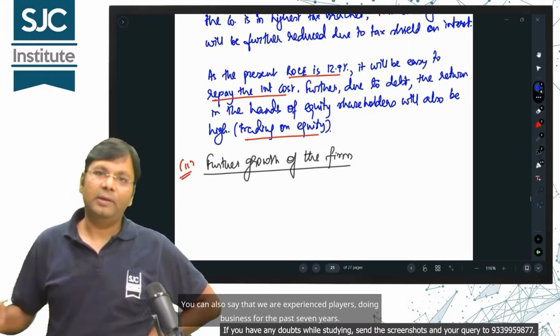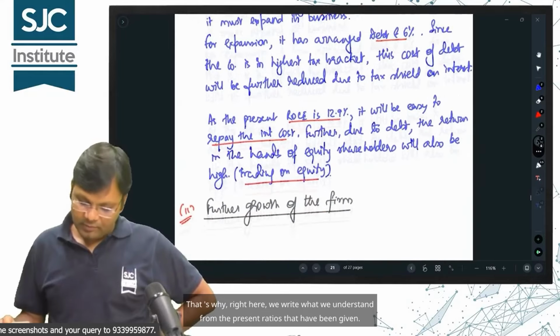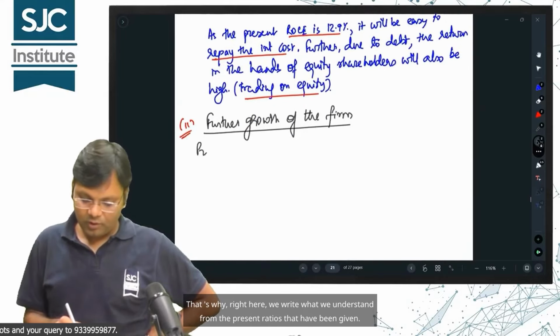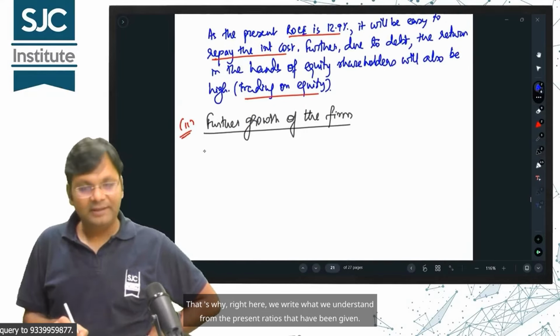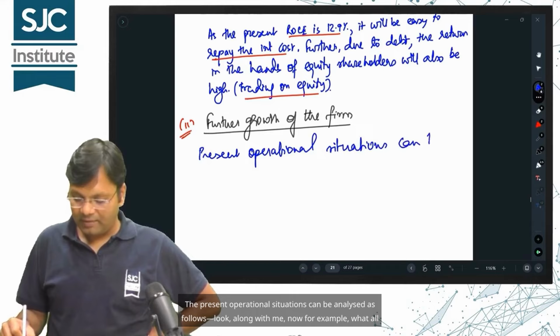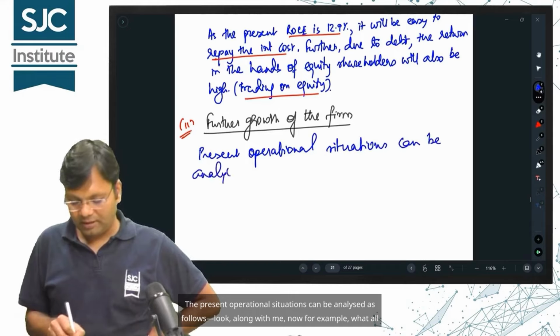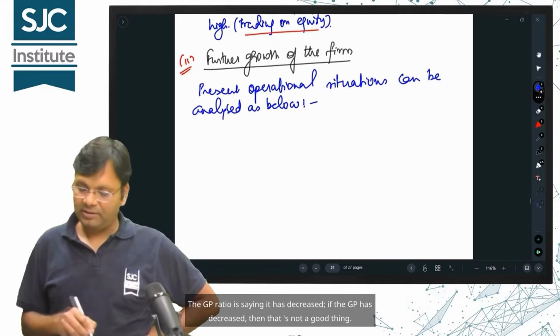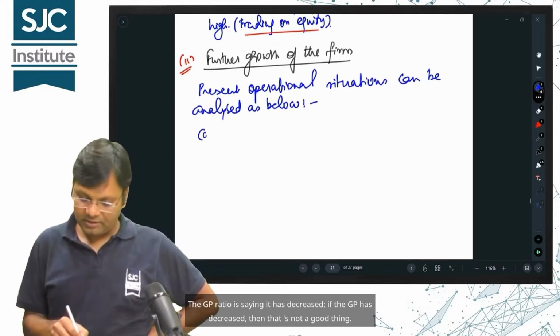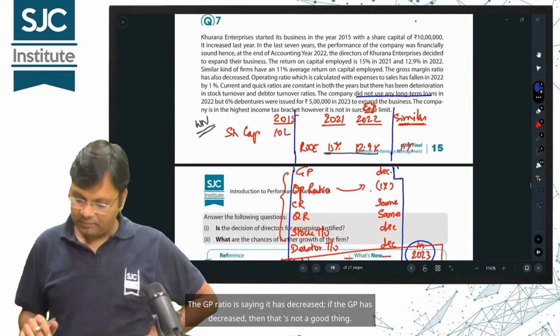Now, if all these ratios are given, then we should write something about them as well. That's why, right here, we write what we understand from the present ratios that have been given. The present operational situations can be analyzed as follows. Look along with me now, for example, what all ratios are given. The GP ratio is saying it has decreased. If the GP has decreased, then that's not a good thing.